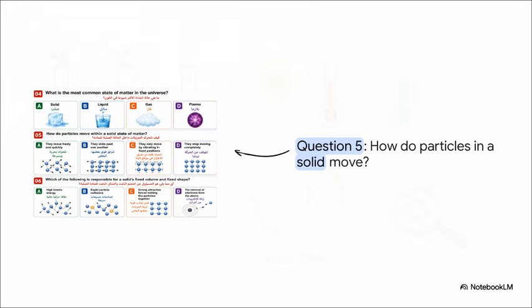How do particles move within a solid state of matter? Think about how tightly packed a solid block is. Those particles do not have room to slide past each other, and they certainly don't fly around freely. The only way they can move is by shivering in place. So the answer is C. They only move by vibrating in fixed positions.